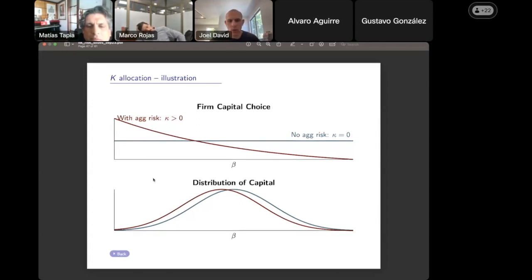Moving to the second picture, I'm showing the distribution of capital across firms. In the world with no aggregate risk, when kappa is 0, again, capital choice is independent of beta, and the distribution with respect to beta just follows the distribution of betas. With aggregate risk, the whole distribution is shifted a bit to the left because low beta firms get more capital.